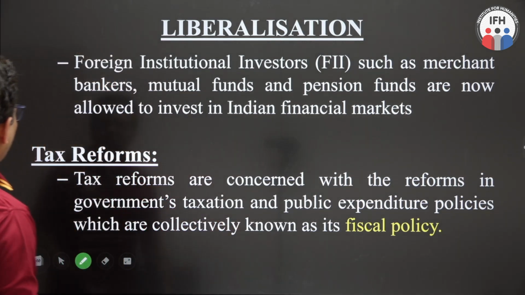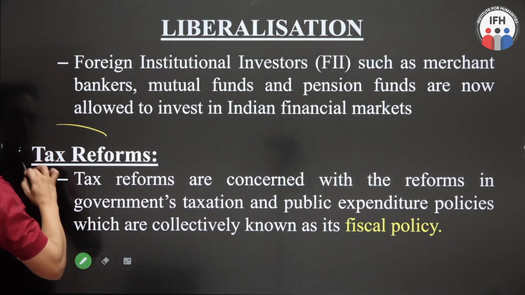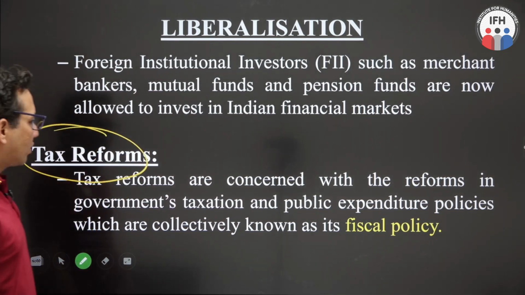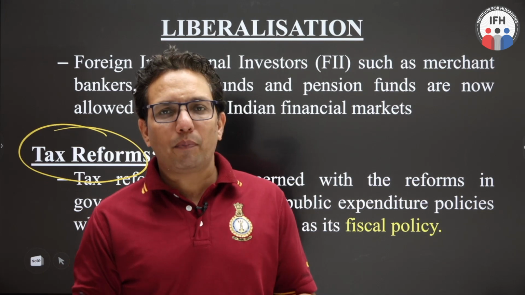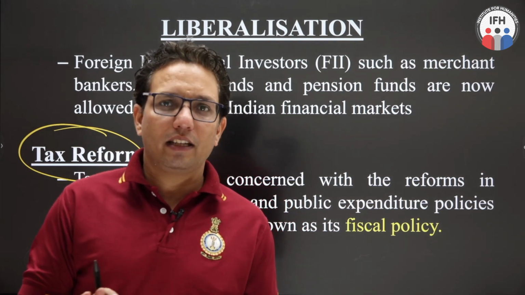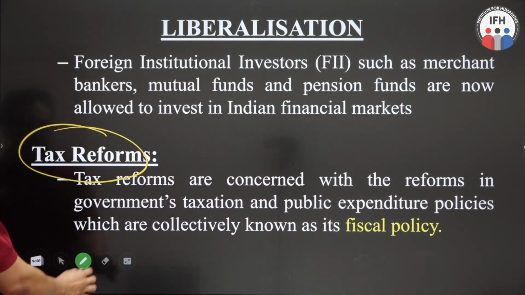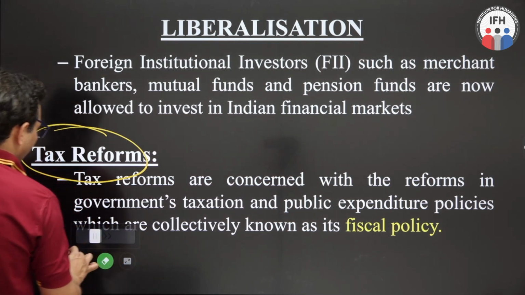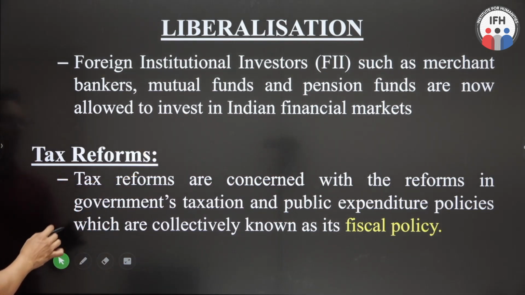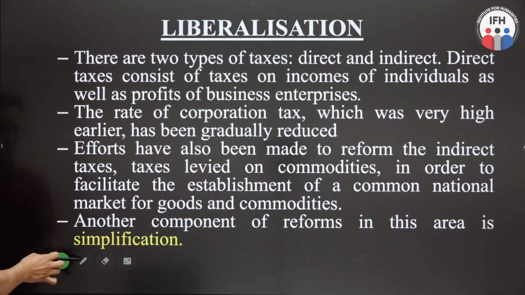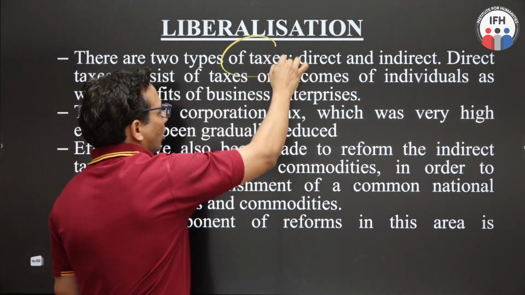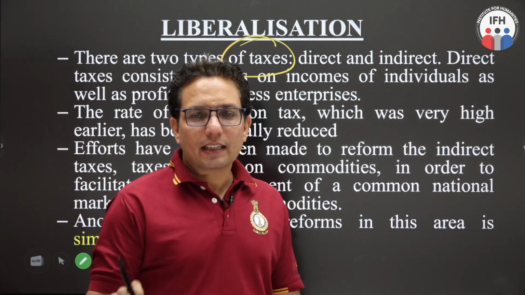All right. Then what type of tax reforms were there? Look, when we do tax reforms, that means we are bringing some change in fiscal policy. And what type of changes were brought in fiscal policy? Let's discuss them. It says that there are two types of taxes. Yes, we know there are two types of taxes, direct taxes and indirect taxes.